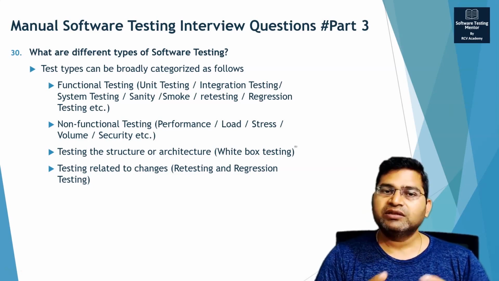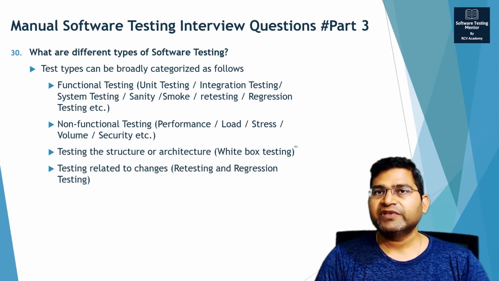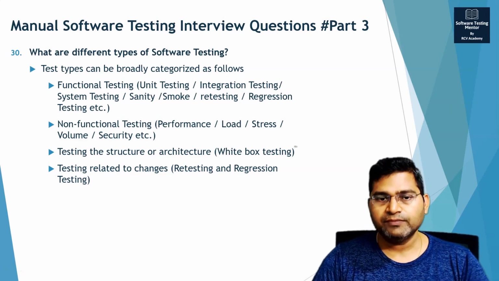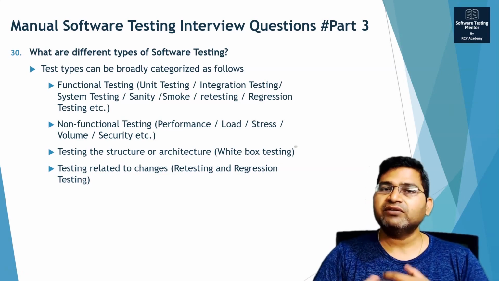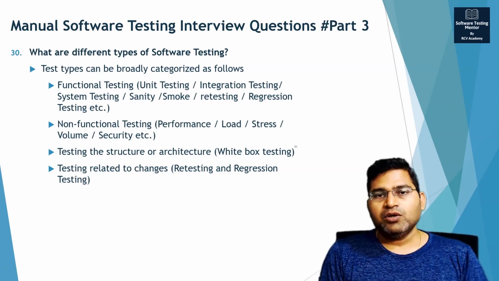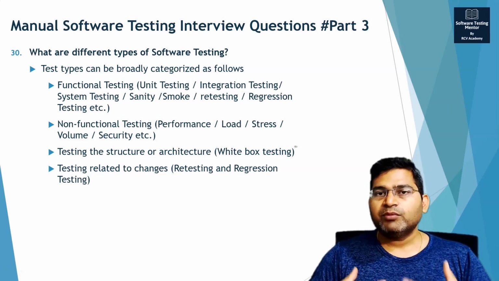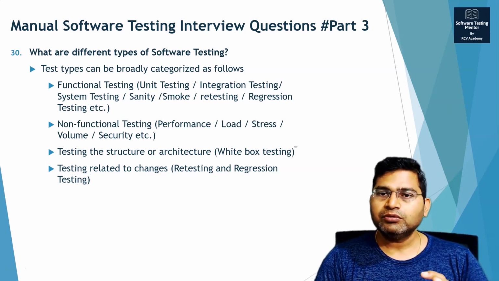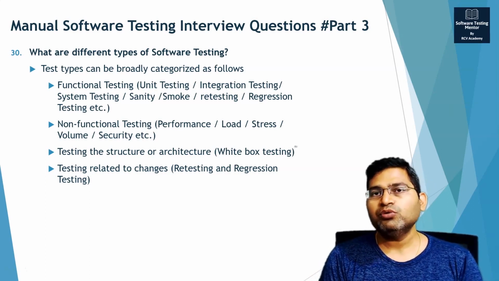First one is functional. Second one is non-functional. Then third one is white box, which is testing the structure or architecture of the code. And then fourth one is testing related to any of the changes, which is retesting or regression testing. Now these are 4 high level broader categories within which any type of testing that you do will mostly be able to fit here.